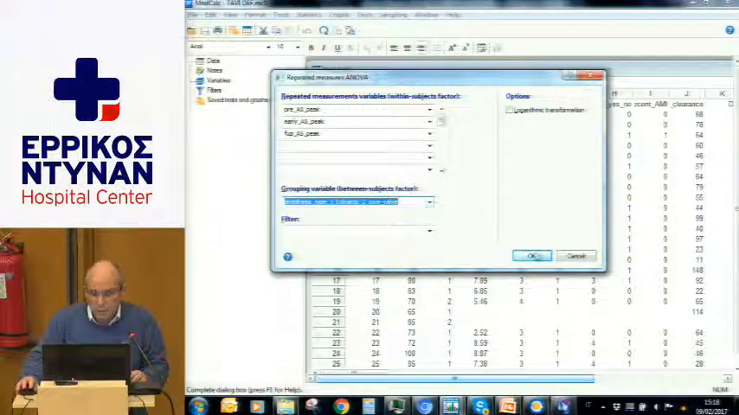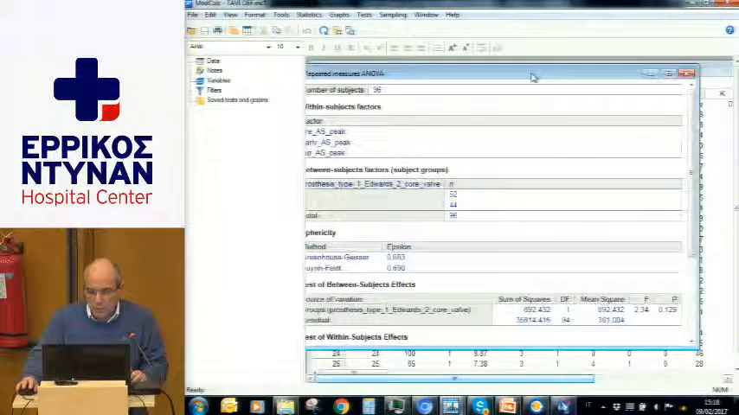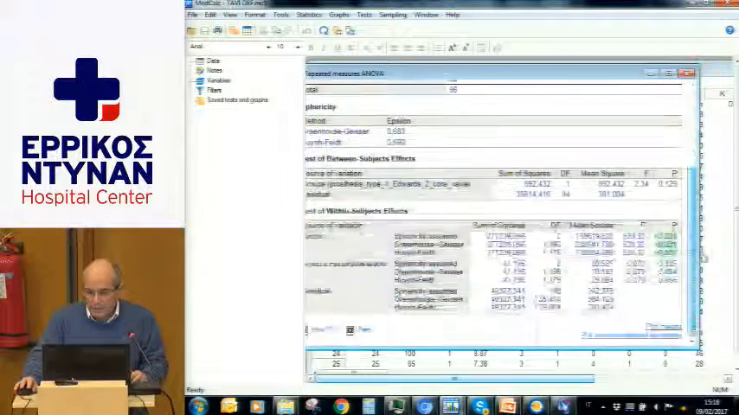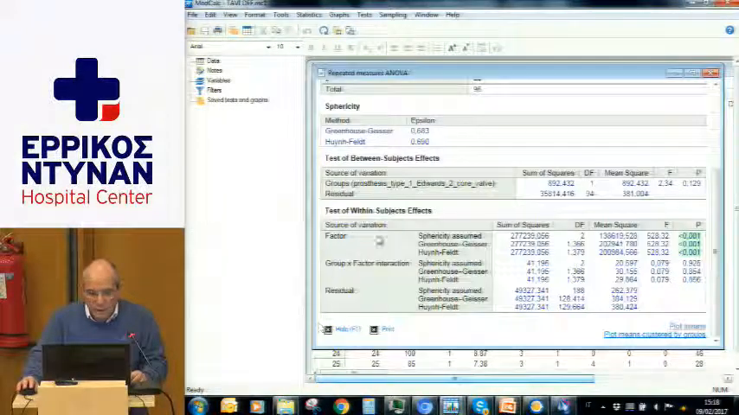Okay, this is the prosthesis. What does it tell you? It tells you this one. That there is a difference between everything, but intergroup, no difference at all.